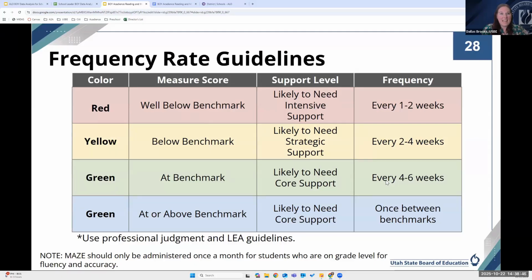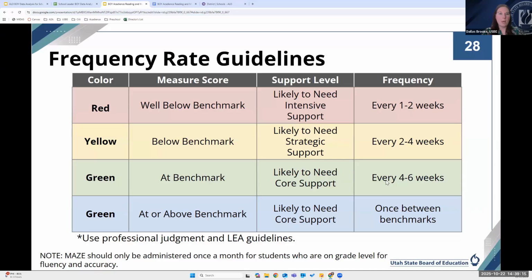So we do have Senate Bill 127, which says that our students, and it does specifically apply to students in kindergarten through 3rd grade, but again, best practice is that we would do this for students in upper grades as well, and in math if we have the capability to do so. But that says that we would progress monitor our students on rate, which just means that we use the Acadience frequency guidelines. So here's a chart that just walks through that.